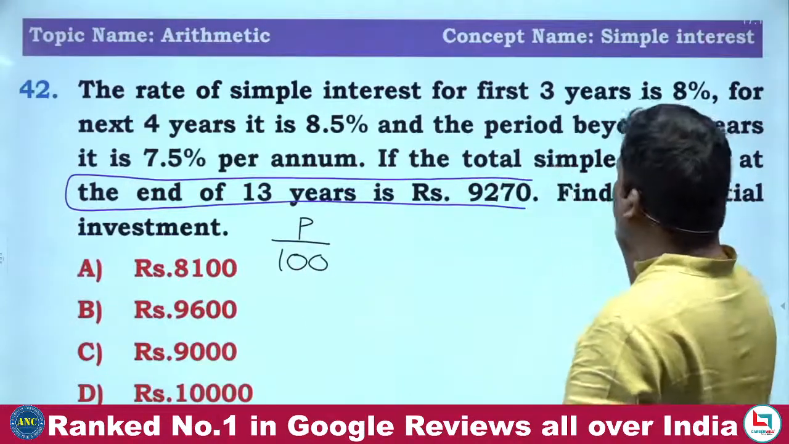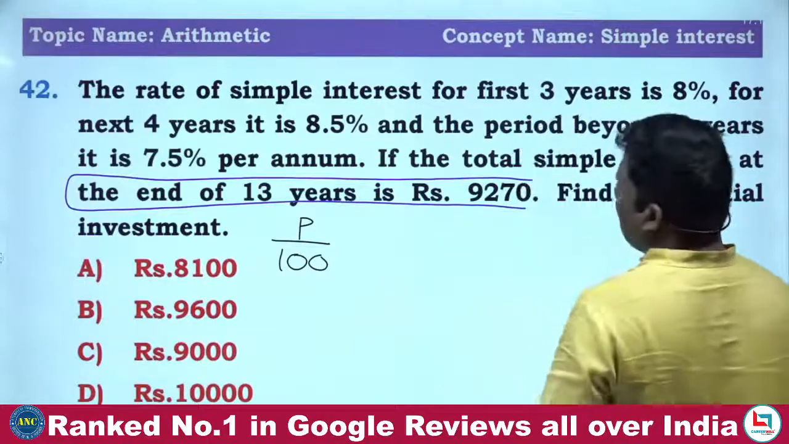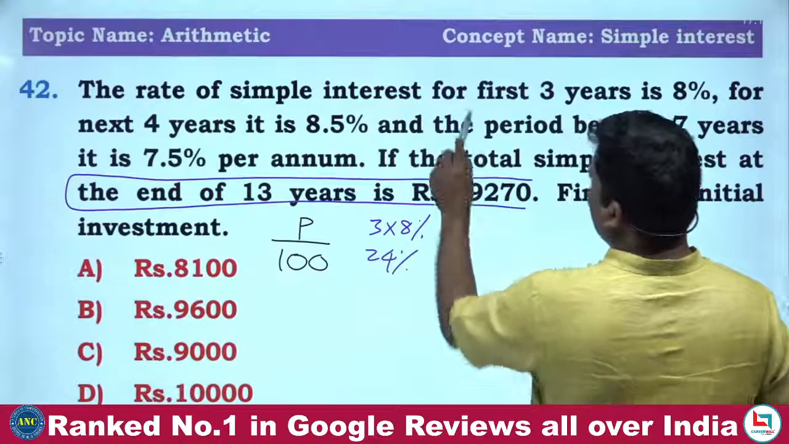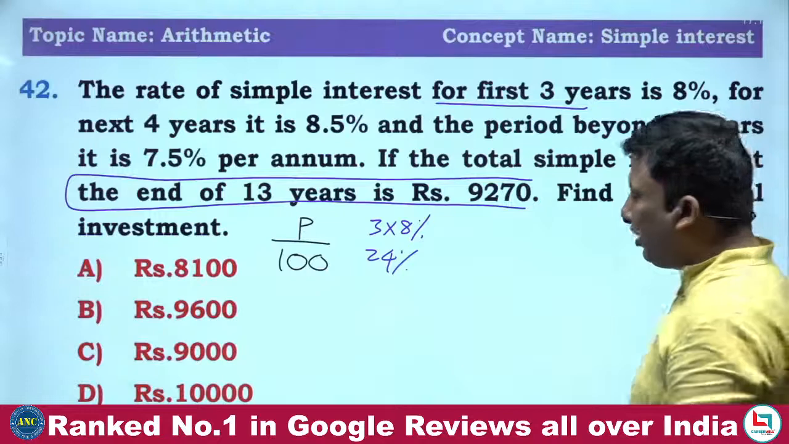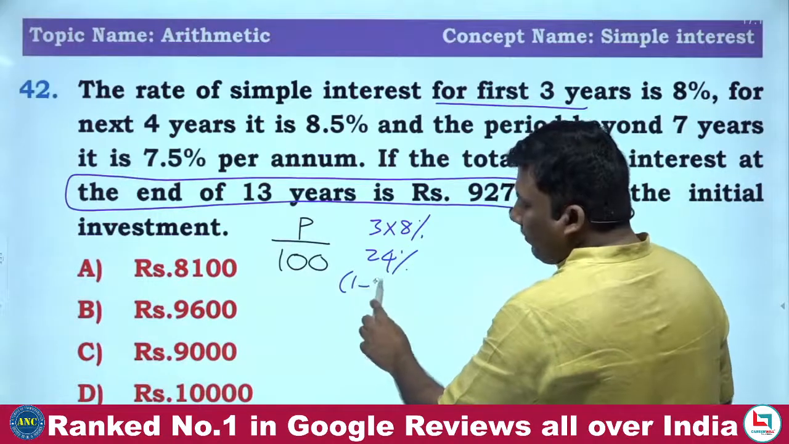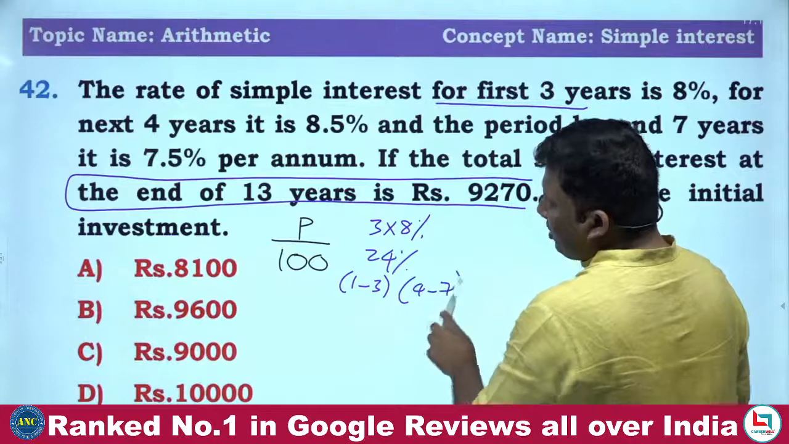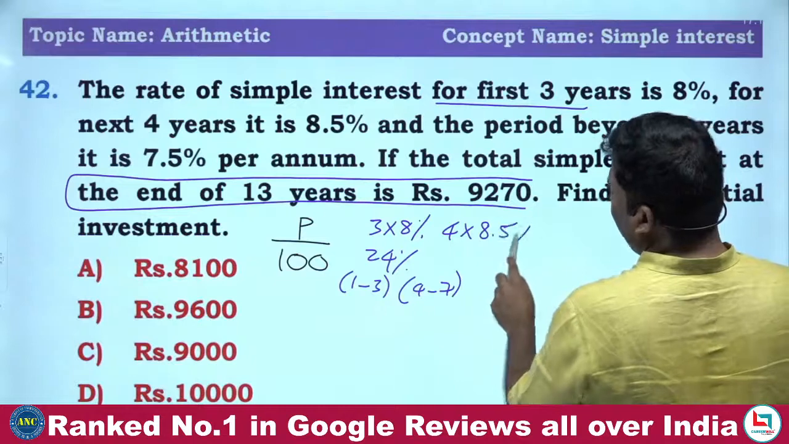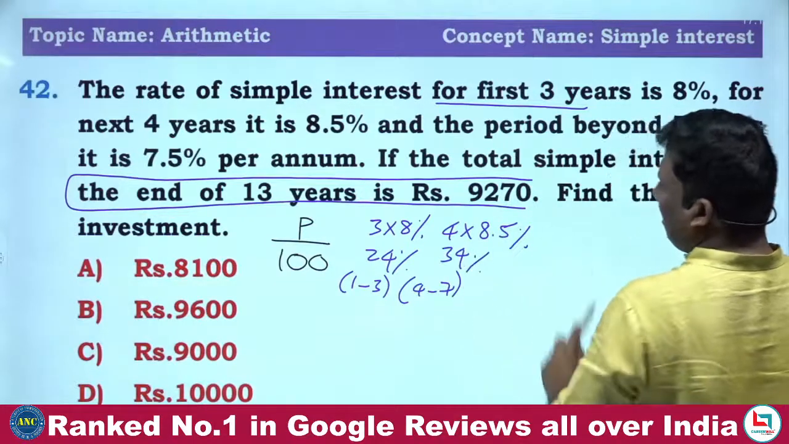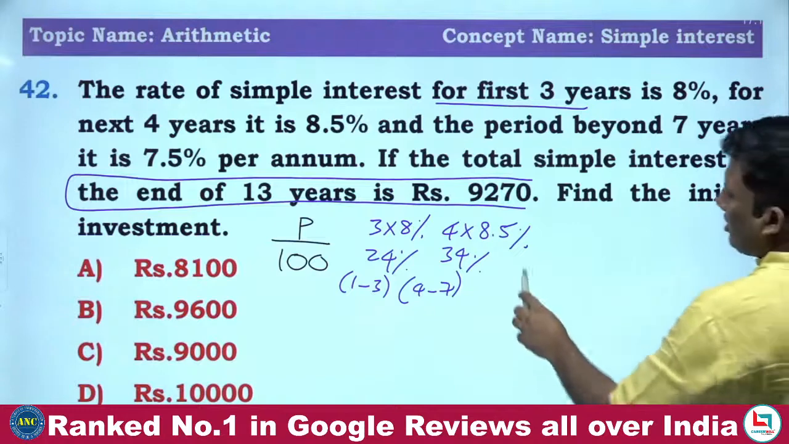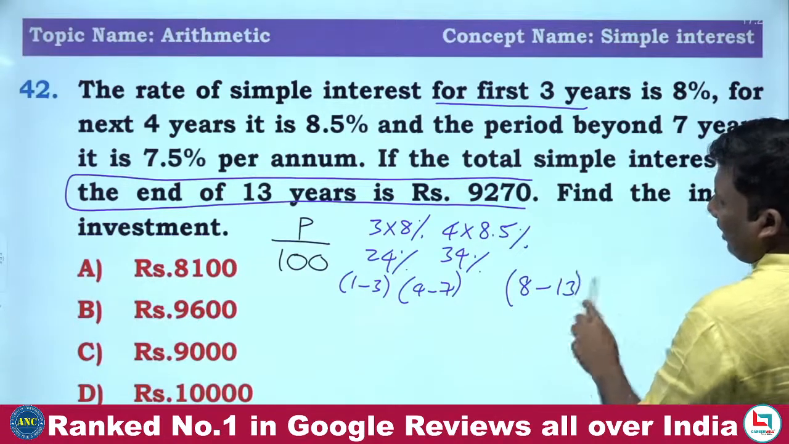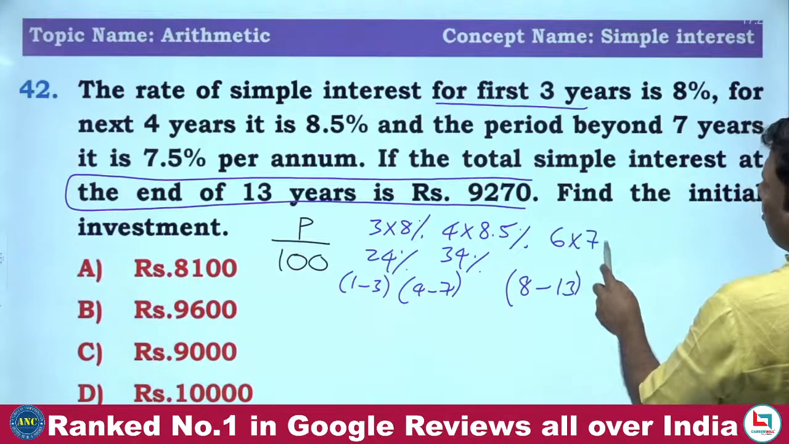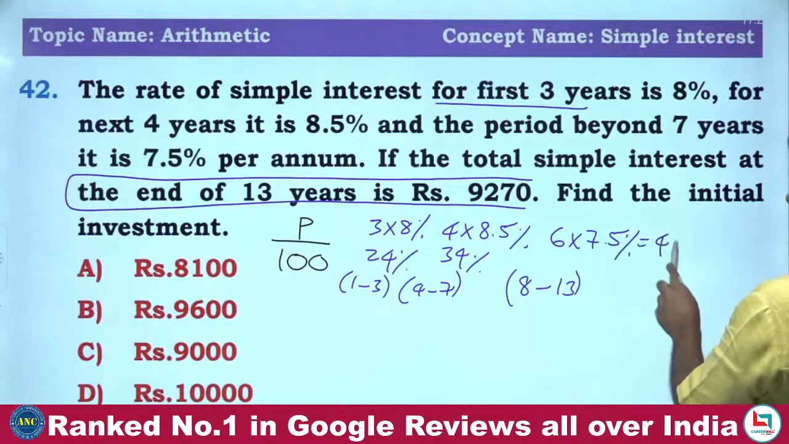Rate of simple interest for the first 3 years is 8. 3 into 8 percentage, which is 24 percentage. 3 years over. Next 4 years, 4 to 7. What is the rate of interest? 8.5. 4 into 8.5, which is 34 percentage. Beyond 7 years, it is 8 to 13. So out of 13, 7 years are over. 6 years, how much is it? Into 7.5, which is 45.